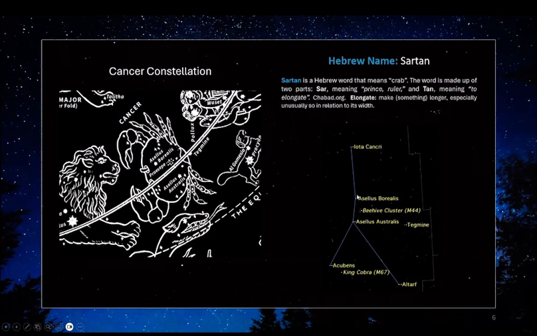And notice right away that if this is a crab, then why do we have Asellus Borealis, or the northern donkey, and the southern donkey? Like, what connection is there with donkeys and a crab? Absolutely zero connection, right? So already, something's gone awry here because the star names are not matching up with what this is supposed to be.